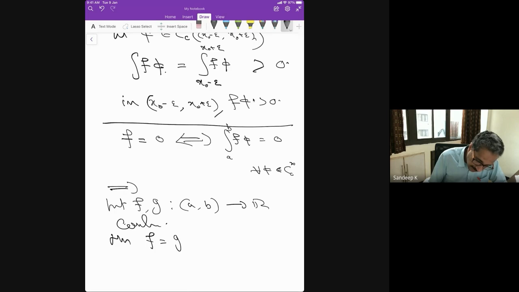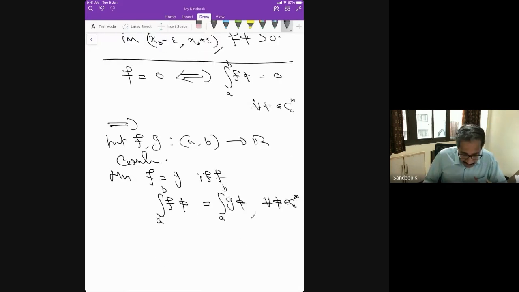Then f is equal to g if and only if the integral from a to b of f into phi is equal to the integral from a to b of g into phi for all phi that is a C_c infinity function. Basically, f is equal to g if and only if f minus g is zero. Now f minus g is zero if and only if the integral of f minus g into phi is zero, and that becomes like this. So to say that f is equal to g is equivalent to saying that the integral from a to b of f into phi is the same as the integral from a to b of g into phi for all C infinity functions with compact support phi. That is what I'm saying.